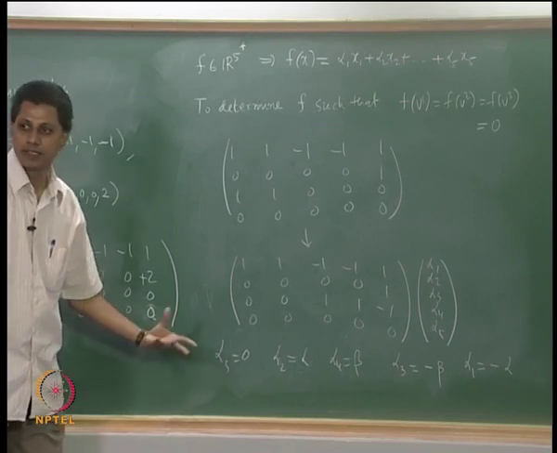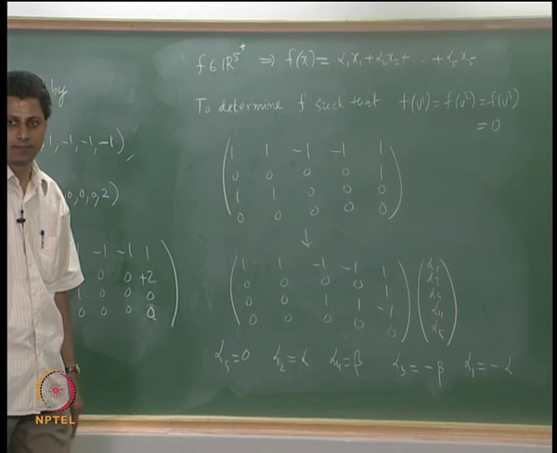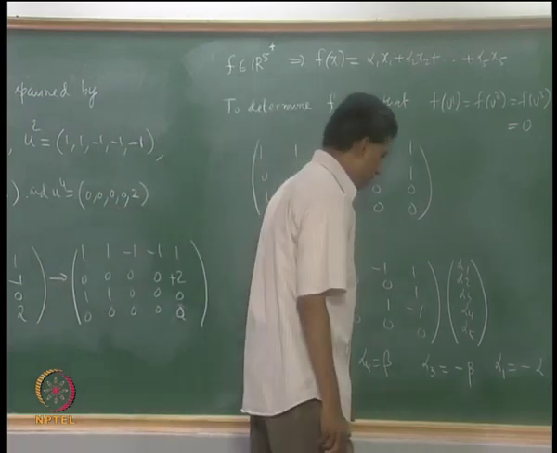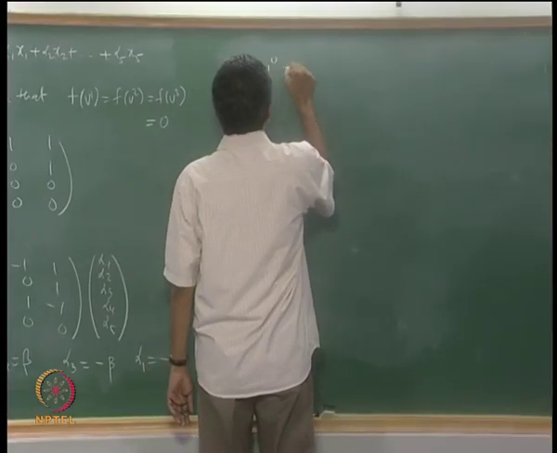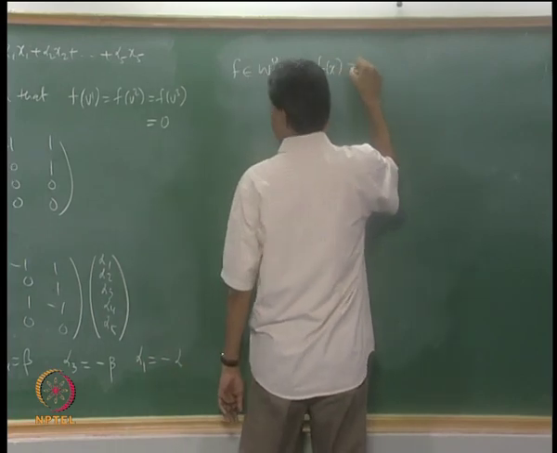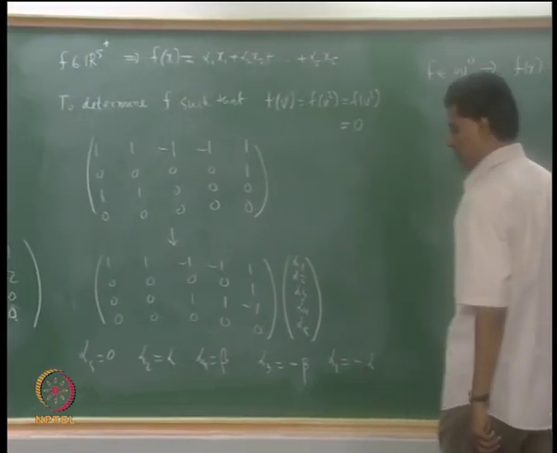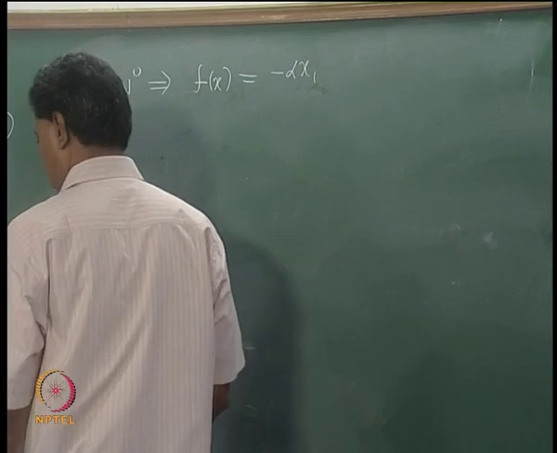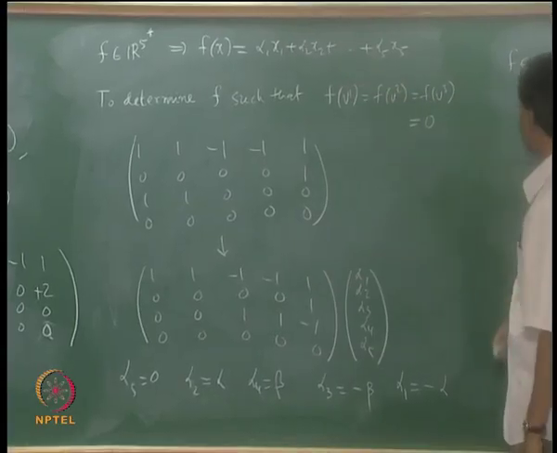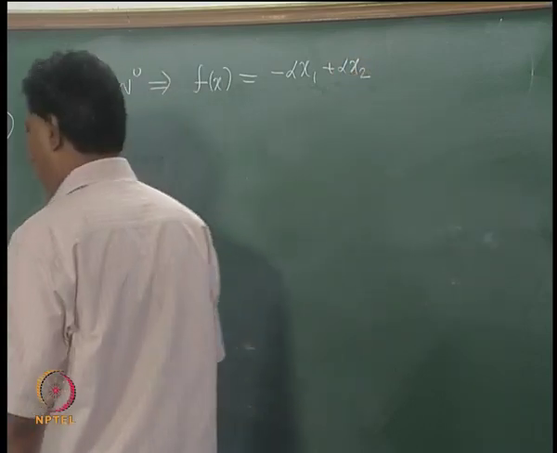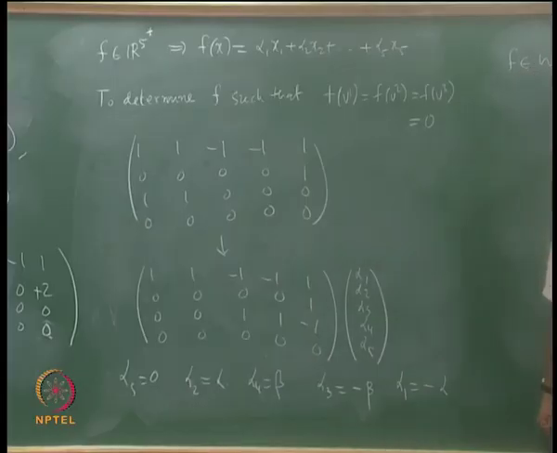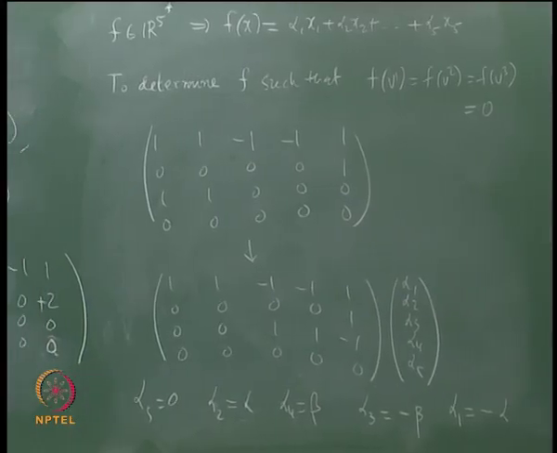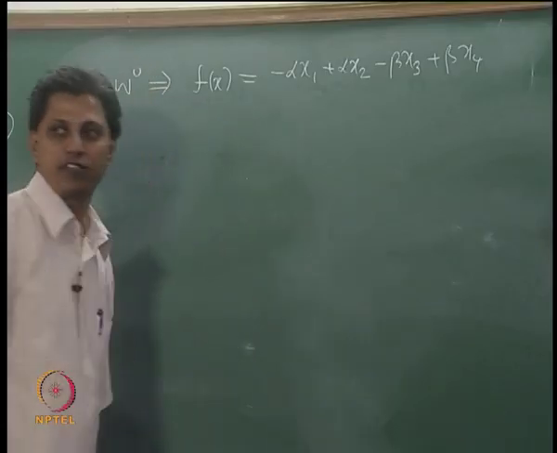So can you see that the basis consists of just two functionals, because there are just two variables alpha, beta, all the others are in terms of these. Let me summarize. F belongs to W naught implies F is of the form, okay, this is what I have, minus alpha x1, alpha 2 is alpha, plus alpha x2, alpha 3 is minus beta, alpha 4 is beta, alpha 5 is 0, alpha 5 does not figure here.